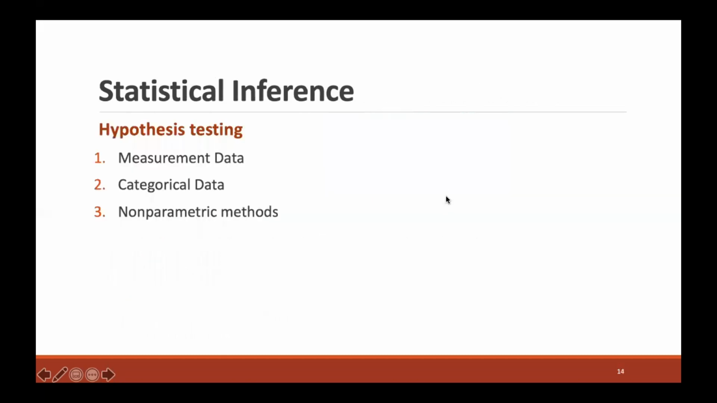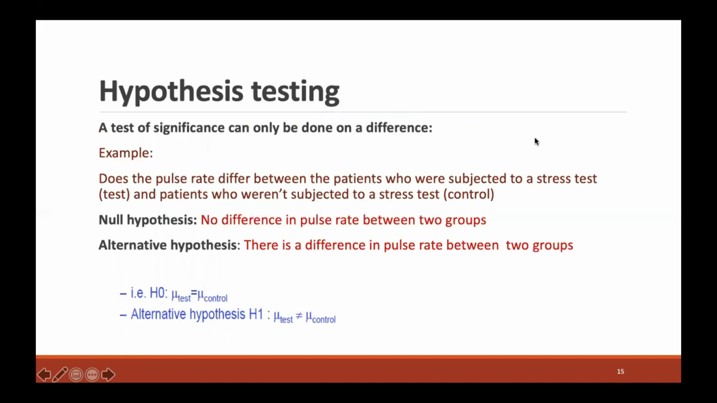Then the next important step is statistical inference, hypothesis testing. So how do we do hypothesis testing? How do we create a hypothesis? For example, if we consider this: does the pulse rate differ between the patients who were subjected to a stress test and patients who weren't subjected to a stress test? We call the patients who were subjected to a stress test the test or case, and patients who weren't subjected to a stress test the control.